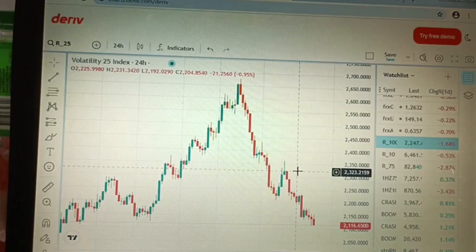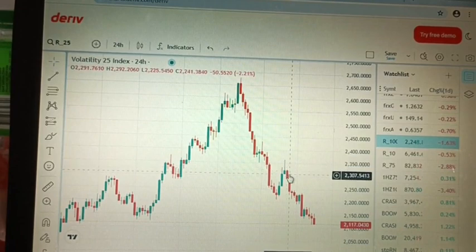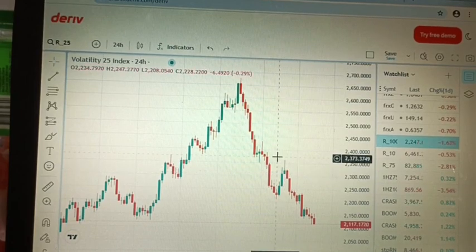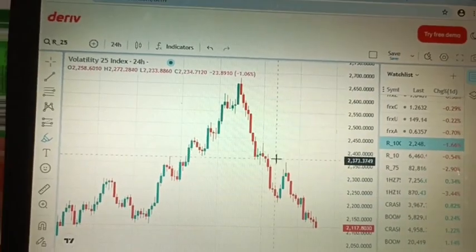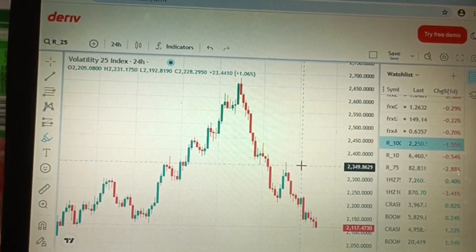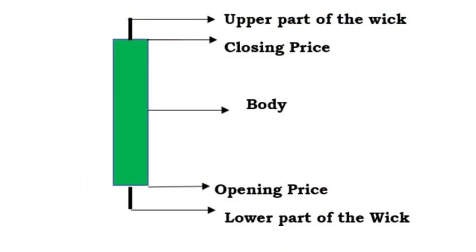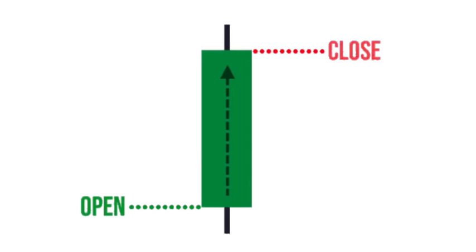Now, the green candle starts from here. Let's look at this candle here. I hope you can see what I'm doing now. A green candle starts from position point A here and then closes above. So a candle will start from here and close above its opening price. So a green candle opens at one position and closes above it.